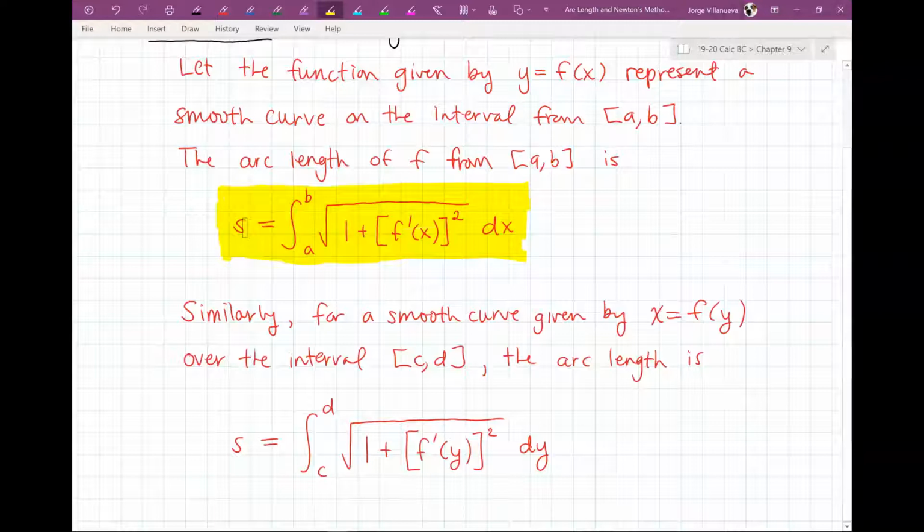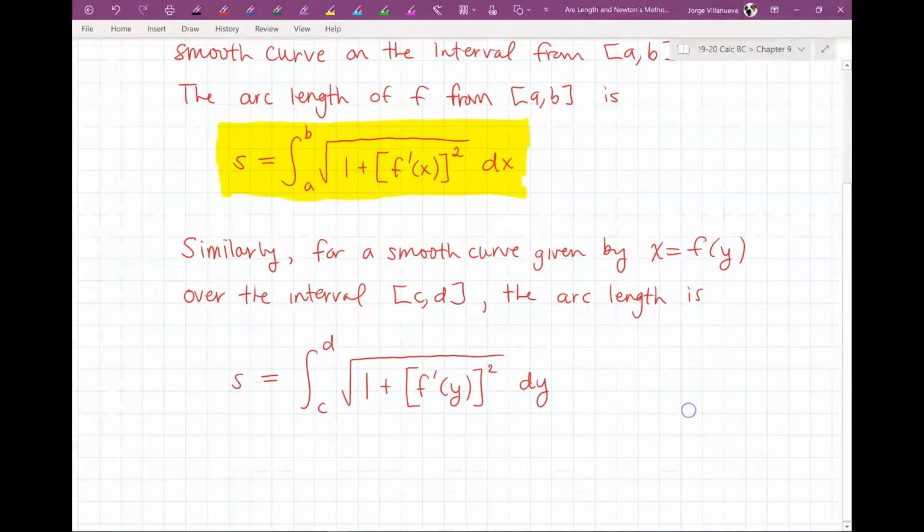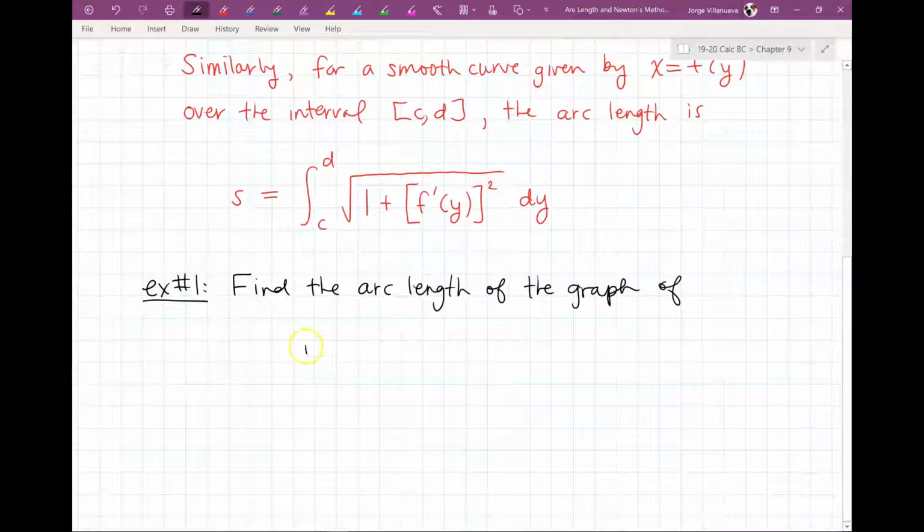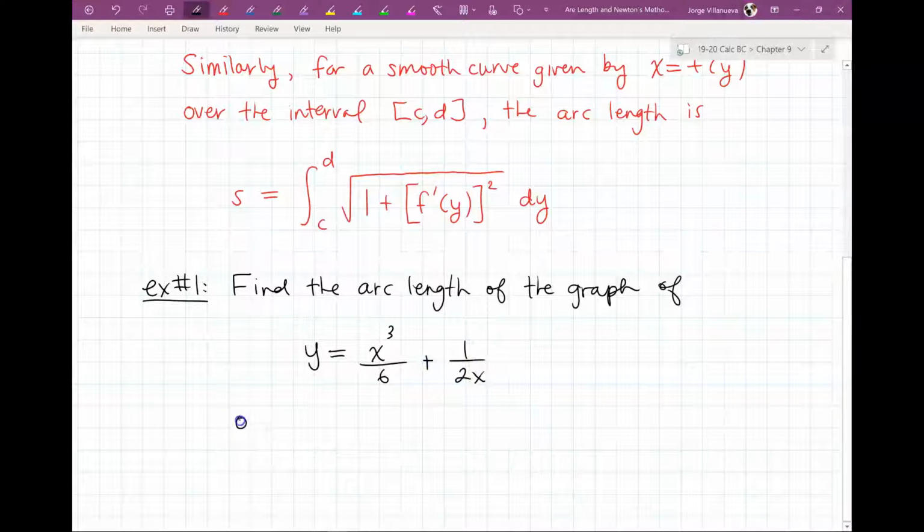So here we go. Let me just give you the one example. I'll give you guys a little bit of time to work on it. You're just going to basically punch this into your calculator and we'll be done. Okay, so example number 1. We're going to find the arc length of the graph of y equals x cubed over 6 plus 1 over 2x, over the interval from half to 2.